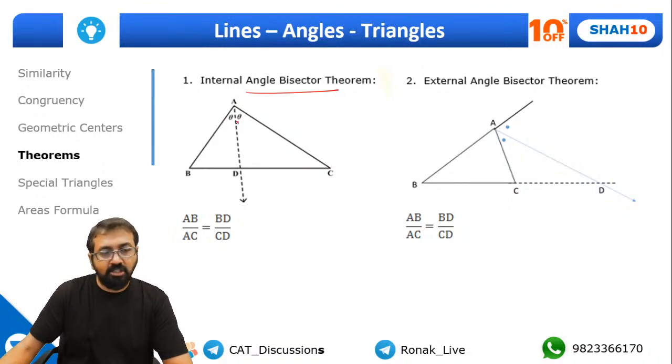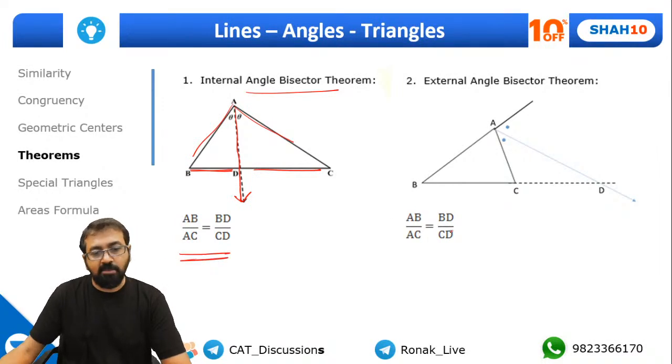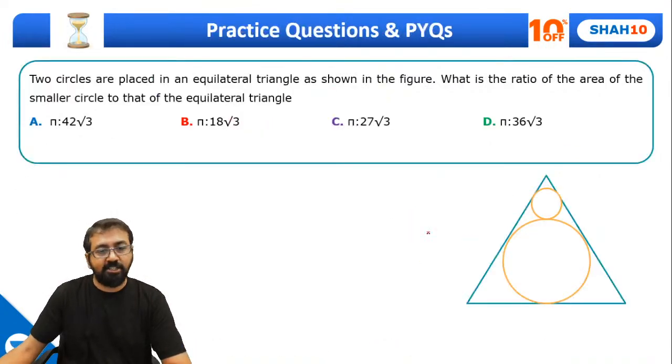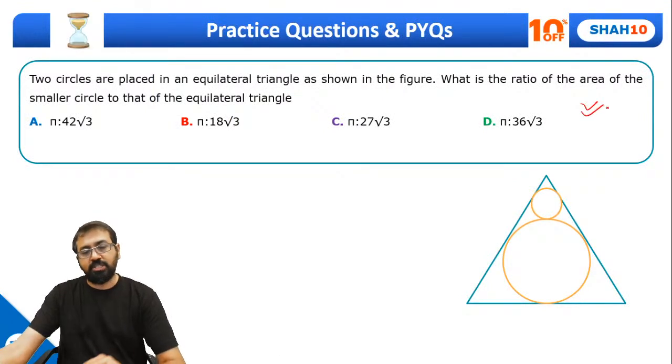Internal angle bisector theorem, guys: if I draw a line bisecting angle A, then the ratio of AB and AC will be the same as the ratio of BD and DC. So this is the internal angle bisector theorem. In the same way, there is an external angle bisector theorem. So let's start solving questions.